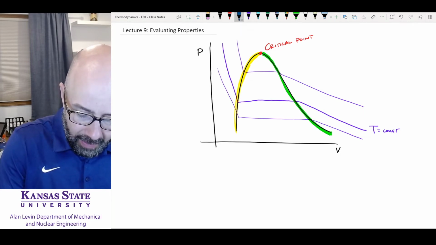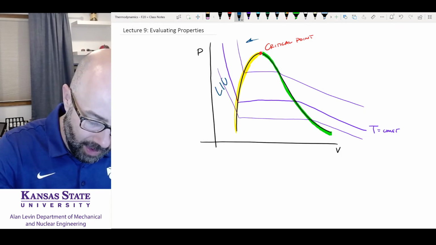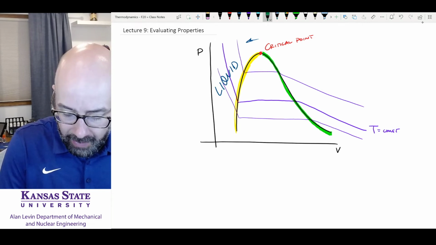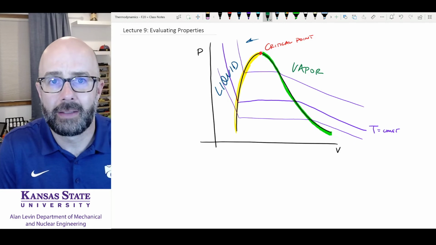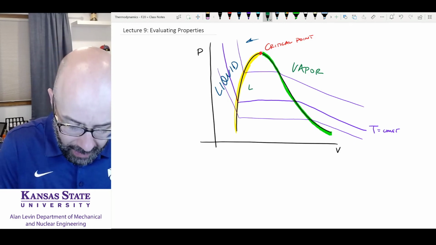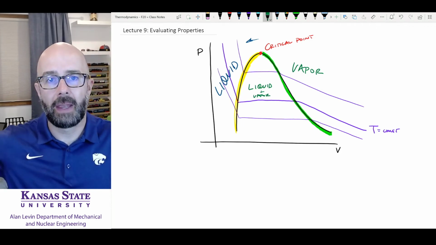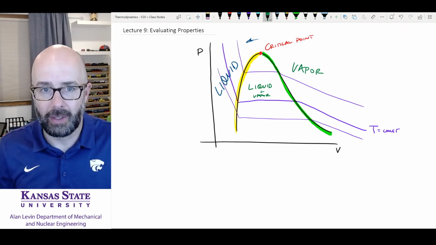Over on this side of the critical point, we're going to have liquids. And over on the other side of the critical point, we are going to have vapors. And in between, in the vapor dome, we're going to have liquid vapors inside of it. Okay, so you need to know those regions: the liquid region, the vapor region, the liquid vapor region. You need to know about the constant temperature lines.